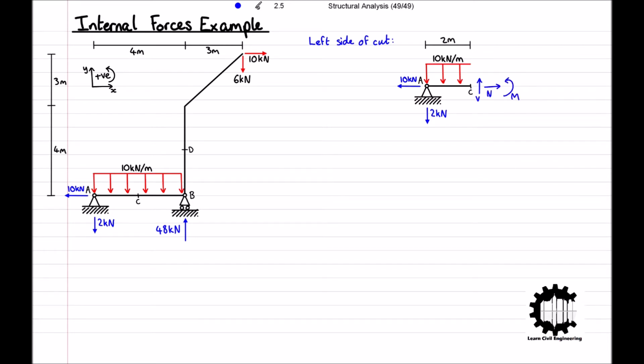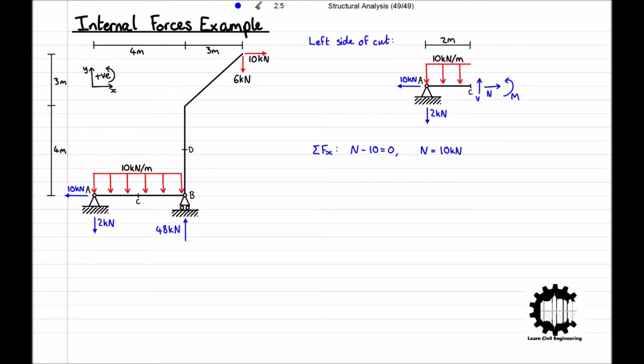Now, it's simply a case of applying the conditions of equilibrium, as we know that the section of the structure must still be in equilibrium. Taking the x-coordinate direction to be positive, the sum of all horizontal forces is equal to N minus 10, which equals 0. So we can instantly see that N is equal to 10 kilonewtons.